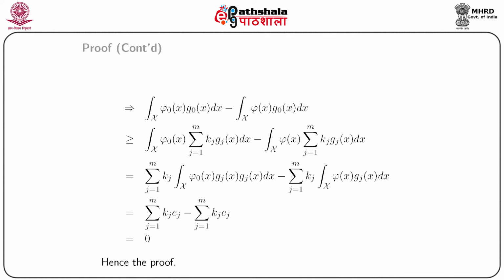This implies that integral over 𝒳 of ψ₀(x) g₀(x) dx minus integral over 𝒳 of ψ(x) g₀(x) dx is greater than or equal to integral over 𝒳 of ψ₀(x) summation over j from 1 to m of kⱼ gⱼ(x) dx minus integral over 𝒳 of ψ(x) summation over j from 1 to m of kⱼ gⱼ(x) dx, which is equal to summation over j from 1 to m of kⱼ times integral over 𝒳 of ψ₀(x) gⱼ(x) dx minus summation over j from 1 to m of kⱼ times integral over 𝒳 of ψ(x) gⱼ(x) dx, which is equal to summation over j from 1 to m of kⱼ cⱼ minus summation over j from 1 to m of kⱼ cⱼ, and therefore is equal to 0, and therefore the proof follows.